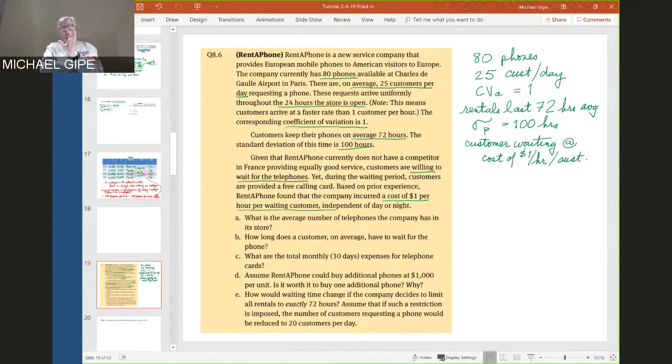So the way we're going to model this is we've got a queue. Customers sitting around the airport waiting to rent the phone if there's no phone immediately available. And then they're going to take it and they're going to use the phone. So this is 72 hours on average processing time.